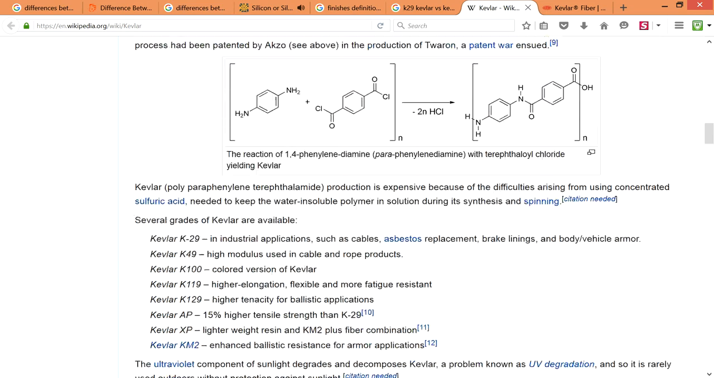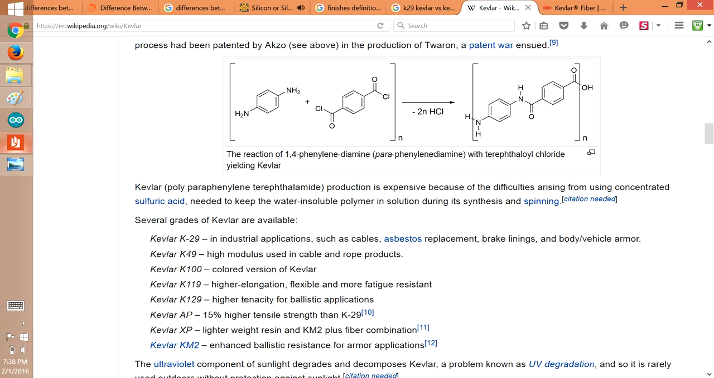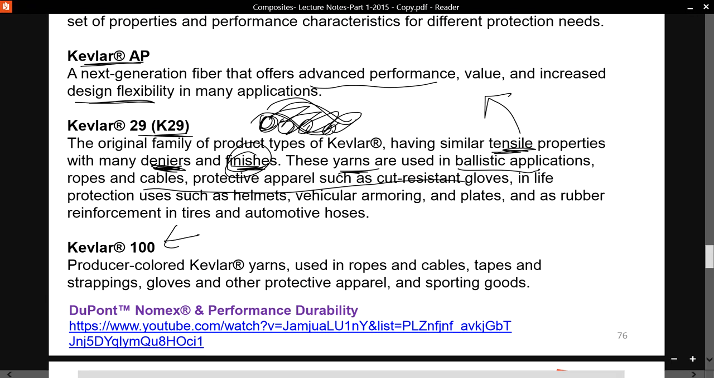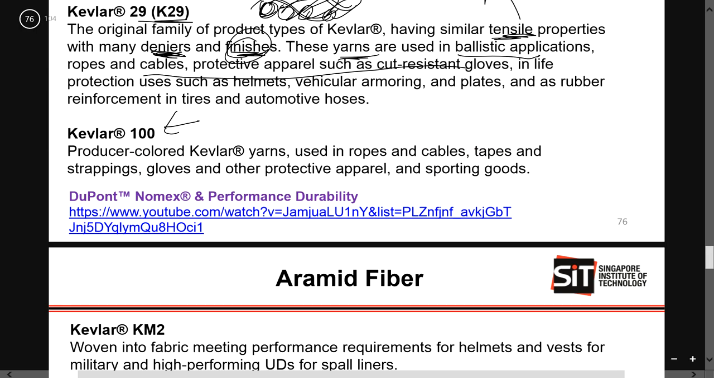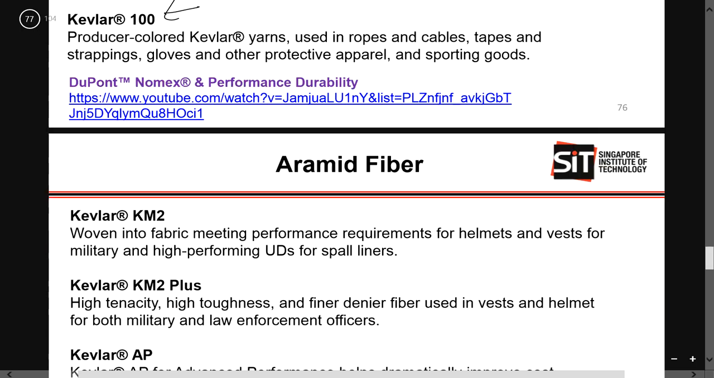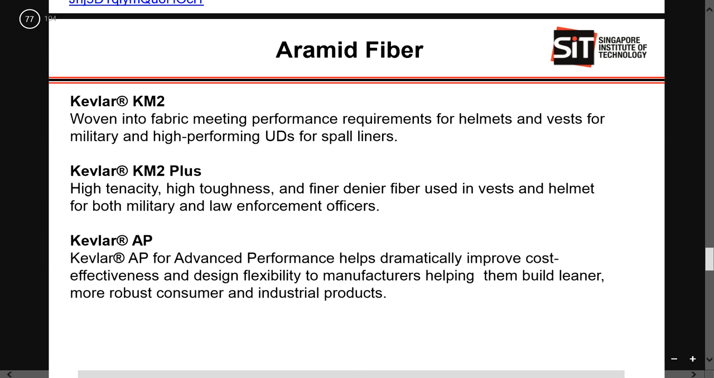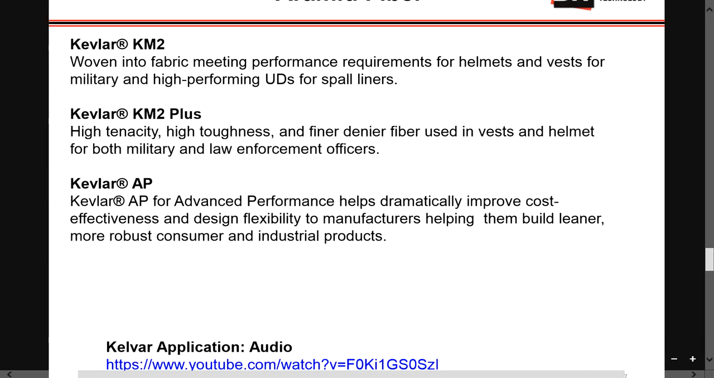Wow. The difference between K29 and K100 is that there is a color version of Kevlar. That's all it is. So if you want a lot of nice color, then you use this one. Otherwise, if color is not important, you should use K29. Alright, so these are the differences. If you want to watch, you watch the video over here. And the rest I think you can read on your own already.